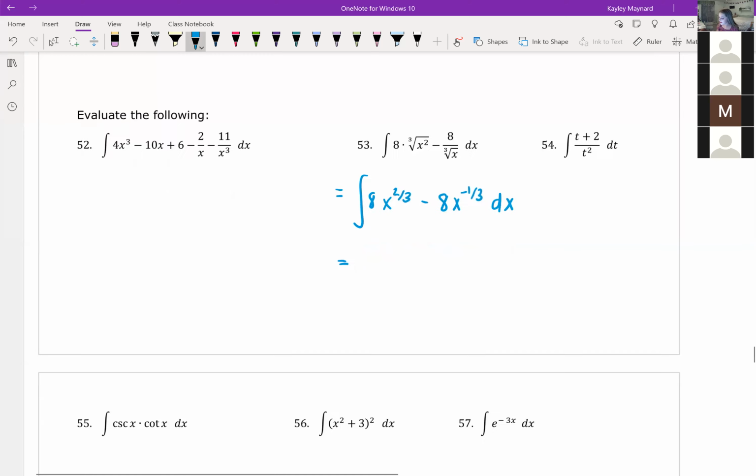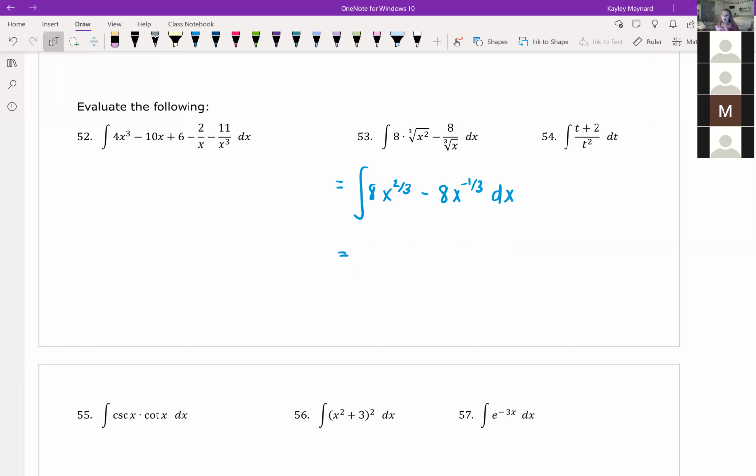This is equal to, so remember the 8's in front, we just leave them alone. So I'm just going to write 8 and then let's integrate x to the 2/3. To integrate x to the 2/3, we add 1 to the exponent and divide by the new exponent. So 1 plus 2/3 is going to be 5/3. So I have x to the 5/3. And then I'm going to divide by this new exponent, but whenever your exponent is a fraction, dividing by it is the same thing as multiplying by the reciprocal. So dividing by 5/3 is the same as doing times 3/5. Just a nice, easy way to do it.